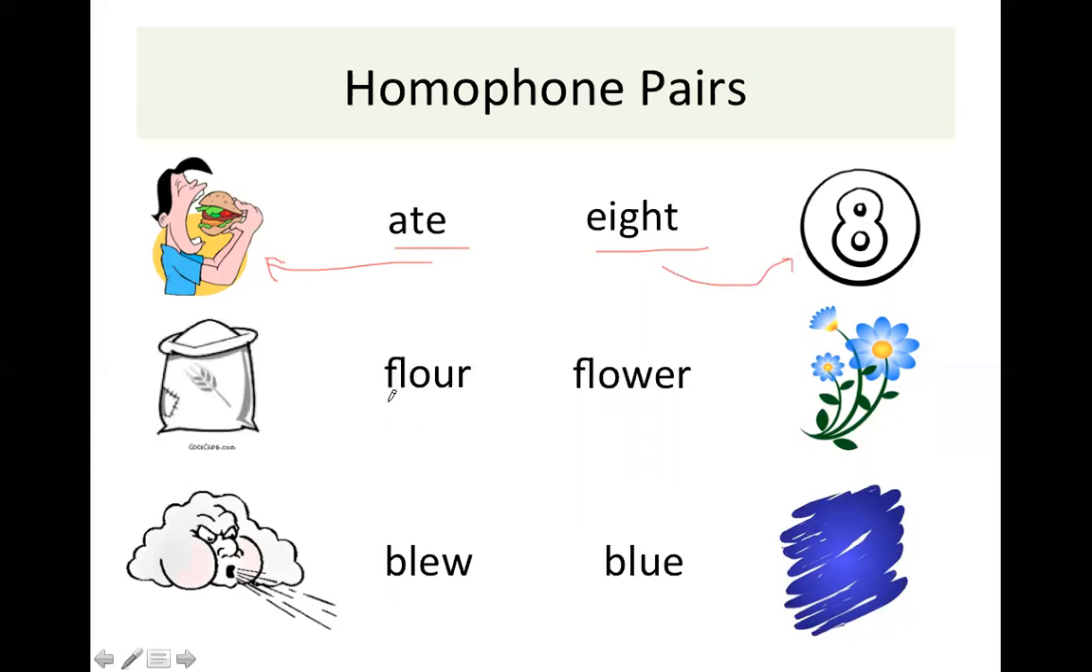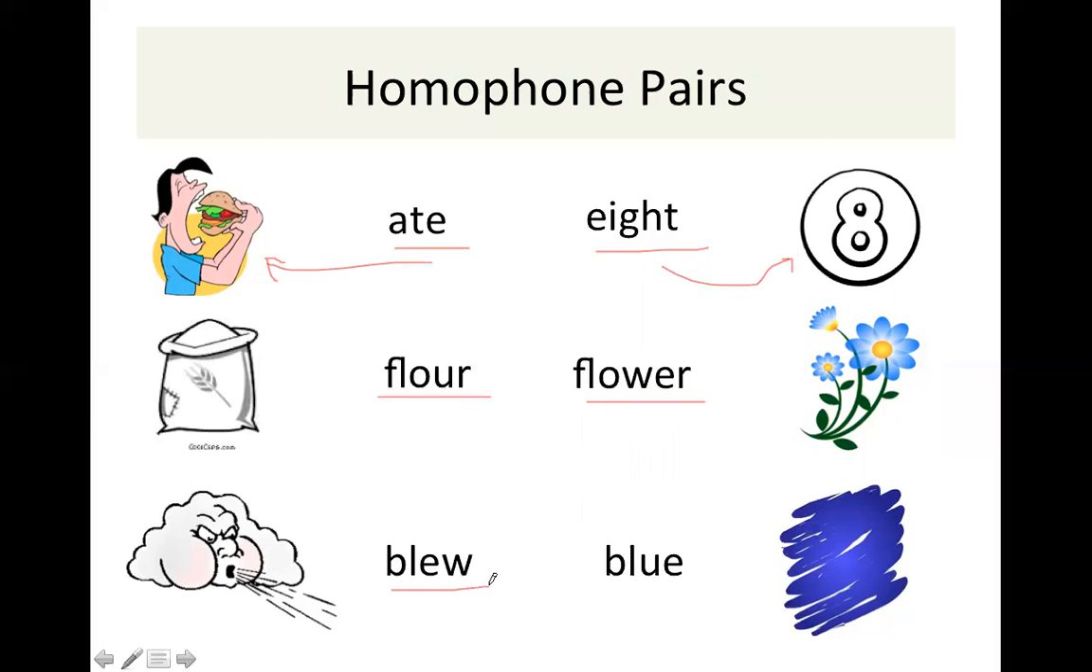So let's see here. We have flour and flower. We know that flour is a grain that can be used for making bread and other things. And we also have flower, which is a plant, often brightly colored. And it can be grown outside or in pots.